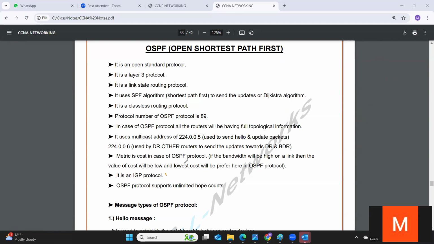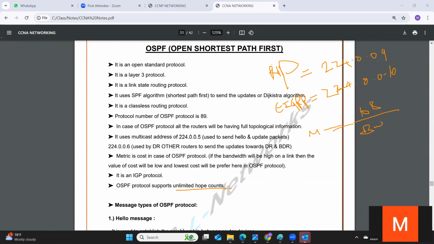It is an IGP protocol, interior gateway protocol. Sorry, OSPF will not use unequal cost, it will only use equal cost load balancing. Unequal cost it will not use basically. It supports unlimited hop counts. RIP has only up to 15 hop counts, and EIGRP has 100 by default with 255 as the maximum hop count. But OSPF has unlimited hop counts.